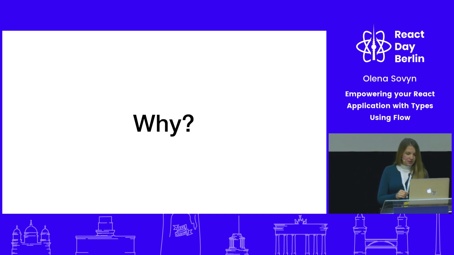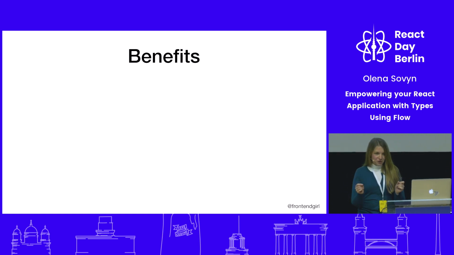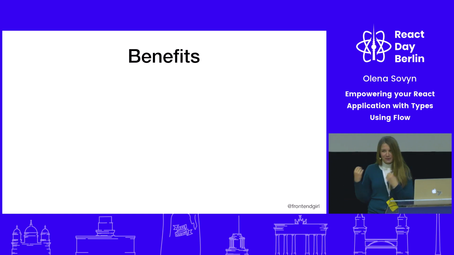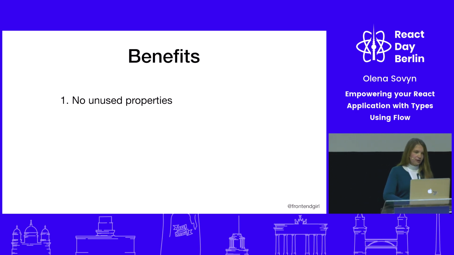From my personal experience, I have found that there are three main benefits of having a type system in my code base. If you have a React-based project, can you imagine that every property that is passed to your component is actually used in your component, and you are not hunting for where this property is used and why it's passed? With a type system, we no longer have unused properties on our component.